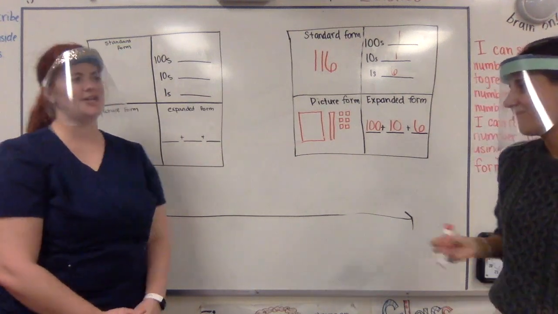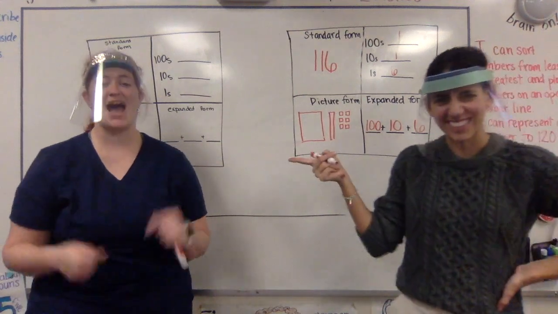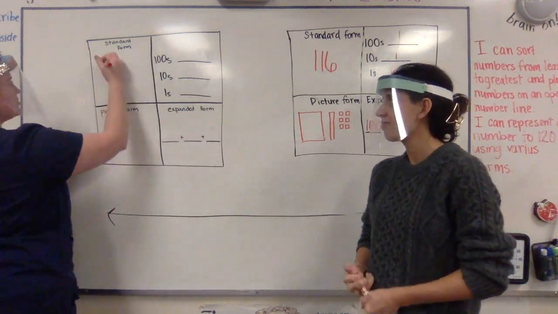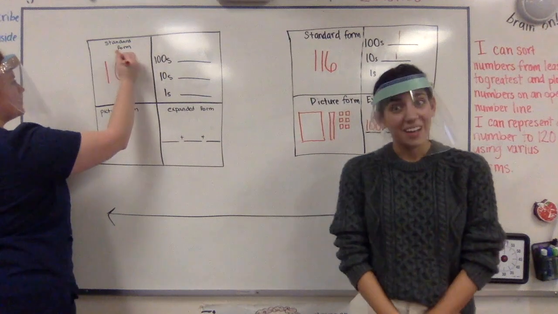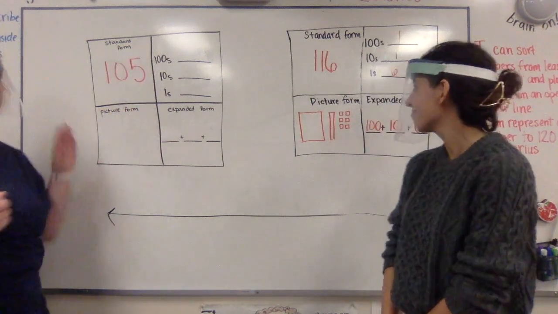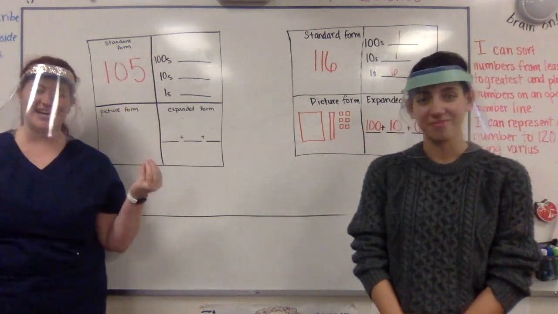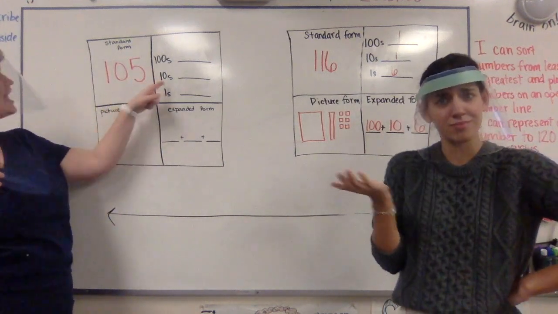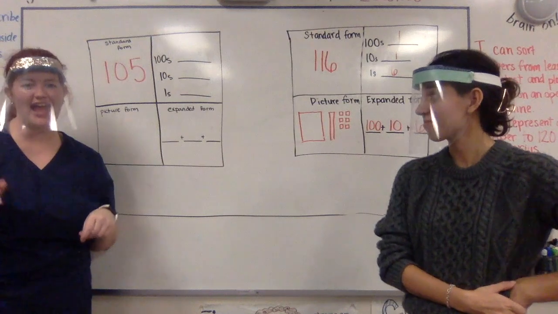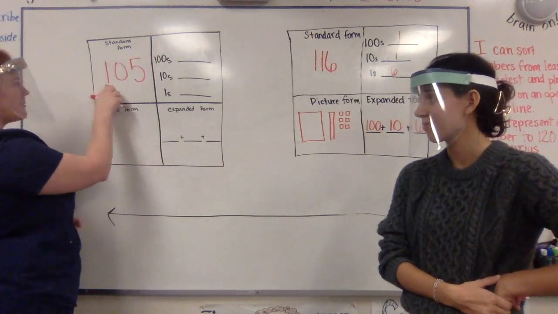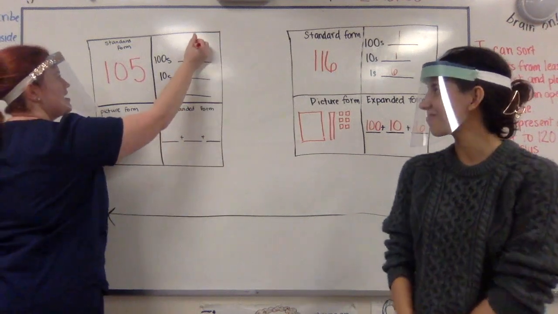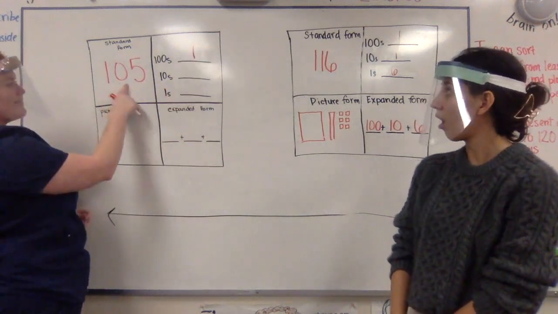Good job, Miss Lestico. Okay, now it's my turn. I'm going to pick a number, and I want to do the number 105. So here's what my number looks like in standard form, 105. Okay, now I need to look how many hundreds, tens, and ones do I have. Well, I can just look right here. This is my hundreds place value, and I have a 1. So I have 100. Oh, next is my tens.